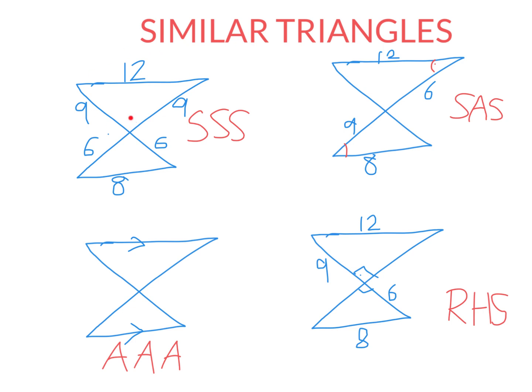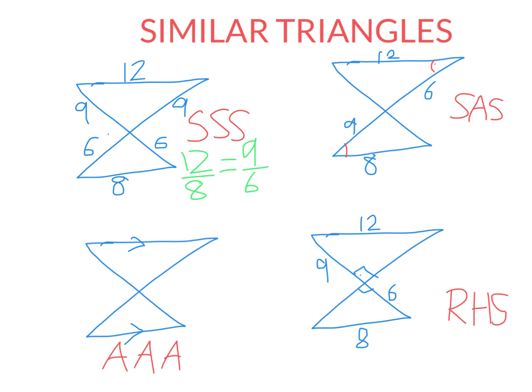So these two triangles here have their sides in proportion because 12 over 8 is 1.5, 9 over 6 is 1.5. Remember, sides in proportion basically means scale factor is consistent. The scale factor between shorter sides is 1.5, scale factor between the longest side of each triangle is 1.5. So these have all three sides in proportion and therefore similar.